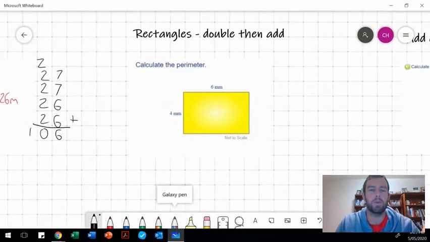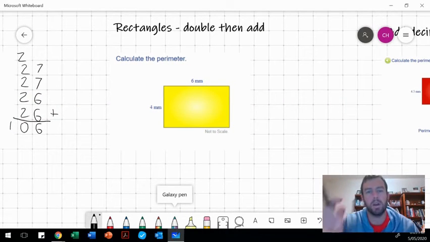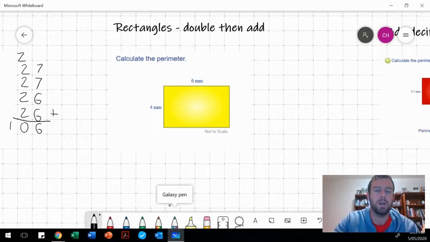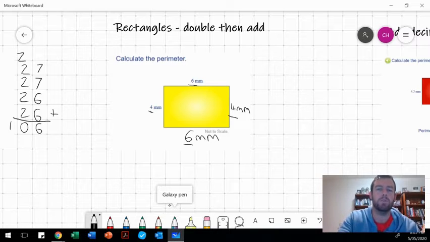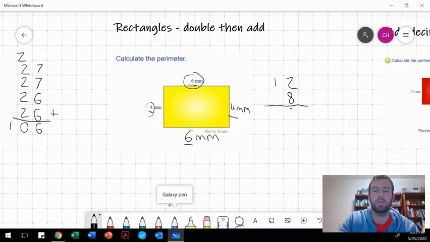The next strategy will be a little bit quicker, and you can do this with any rectangle. So at the moment I've got 6 millimeters on this side, so I know that this side will be 6 millimeters in length. I've got 4 millimeters on this side, so I know that this side of the rectangle will also be 4 millimeters. You'll notice that on a rectangle you always have two of the same number on opposite sides, and then on the other two sides you've got the same number again. So I can do double 6, which is 12 millimeters, and I can do double 4, which is 8 millimeters, and then I can add those together. So 8 plus 2 is 10, 1 and 1 is 2.